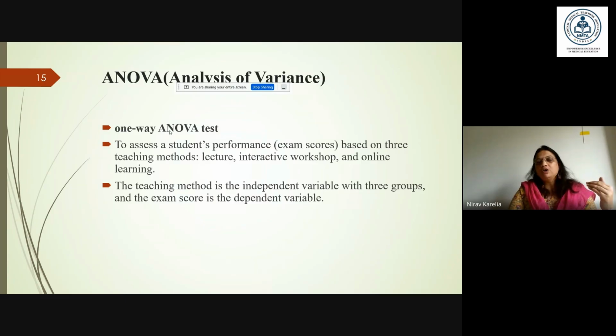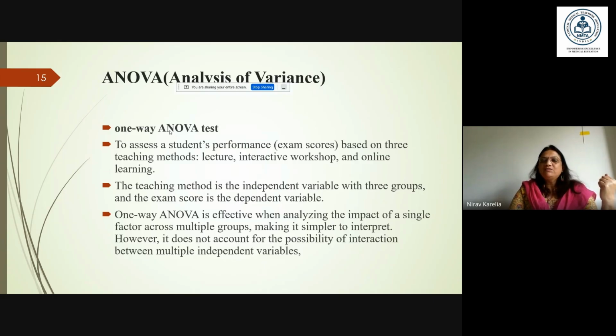Now, whenever you come across ANOVA and higher multivariate statistics, there are two terminologies very commonly covered: independent variable and dependent variable. So the teaching method is the independent variable, which has 3 groups, and my exam score, or you can say the outcome, is my dependent variable, which depends on which teaching method the student has adopted. So these two terms, dependent and independent variable, come up very often.